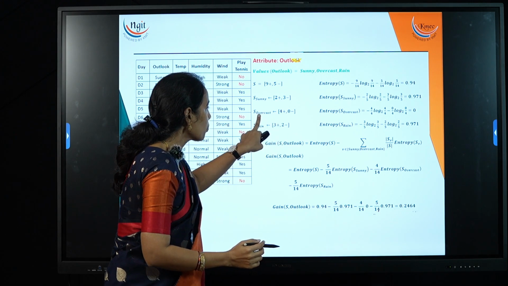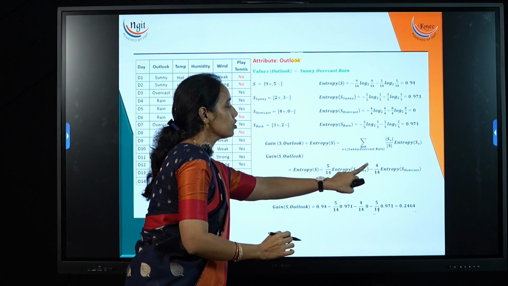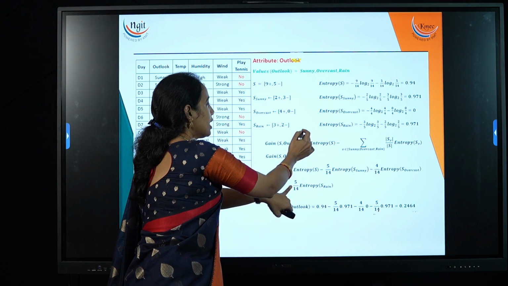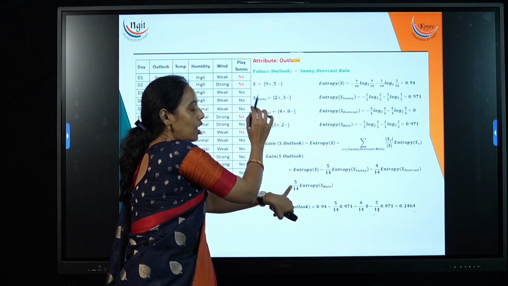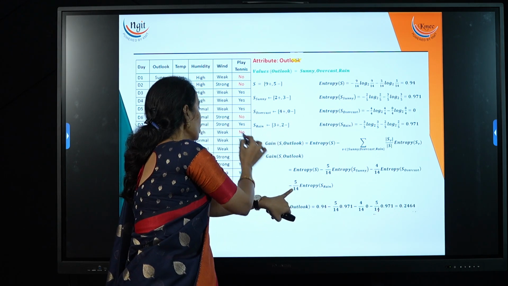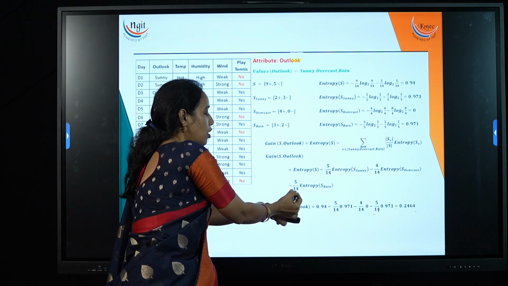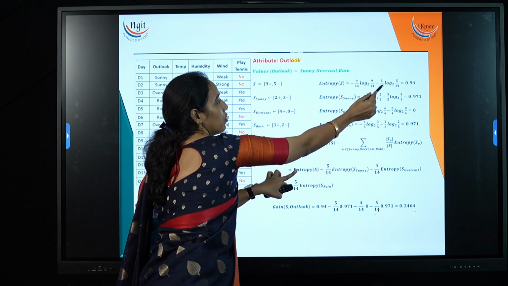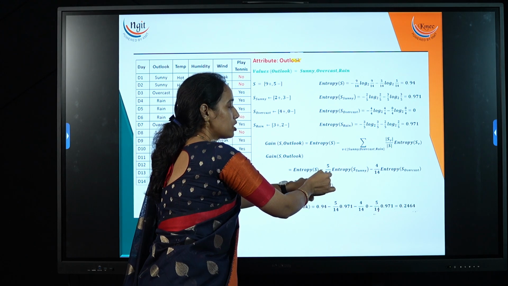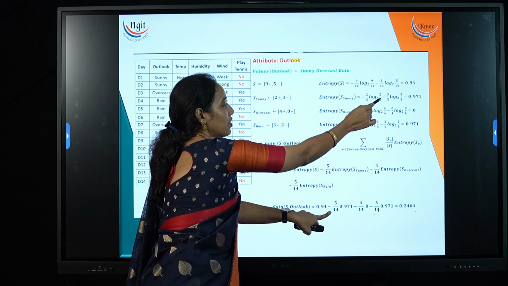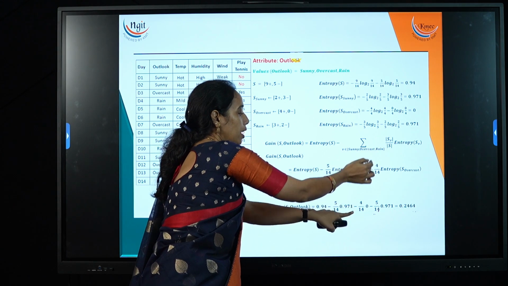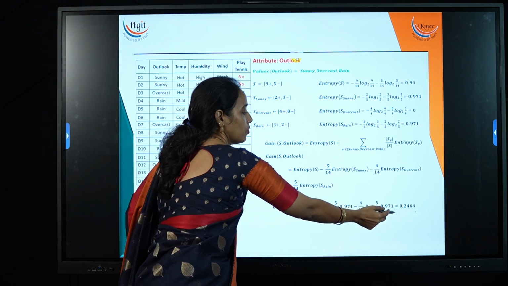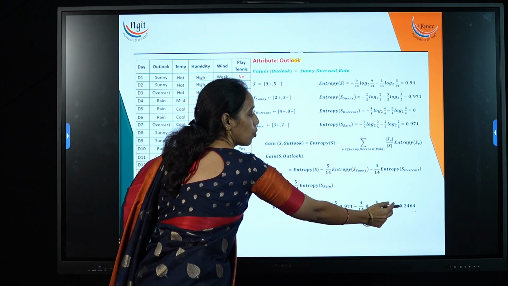Minus, coming to overcast, we have 4 values, that is 4 by 14, entropy of overcast. Similarly, rain 3 plus 2, how many values do we have? 5. That is minus 5 divided by the whole data set, how many rows? We have 14, and entropy of S rain. Include all those values in the formula: entropy of S minus 5 by 14 into entropy of S sunny minus 4 by 14 into entropy of overcast minus 5 by 14 into entropy of S rain. Finally, you are going to get a value of 0.2464.